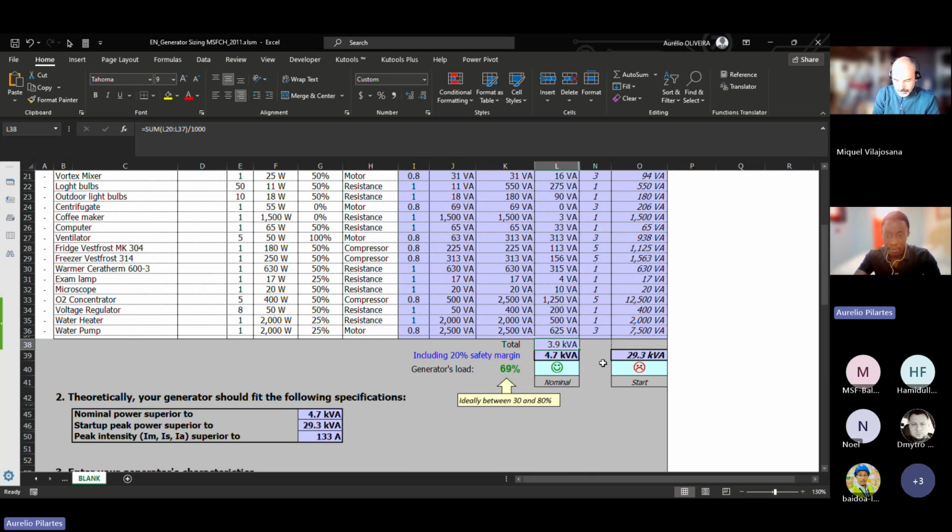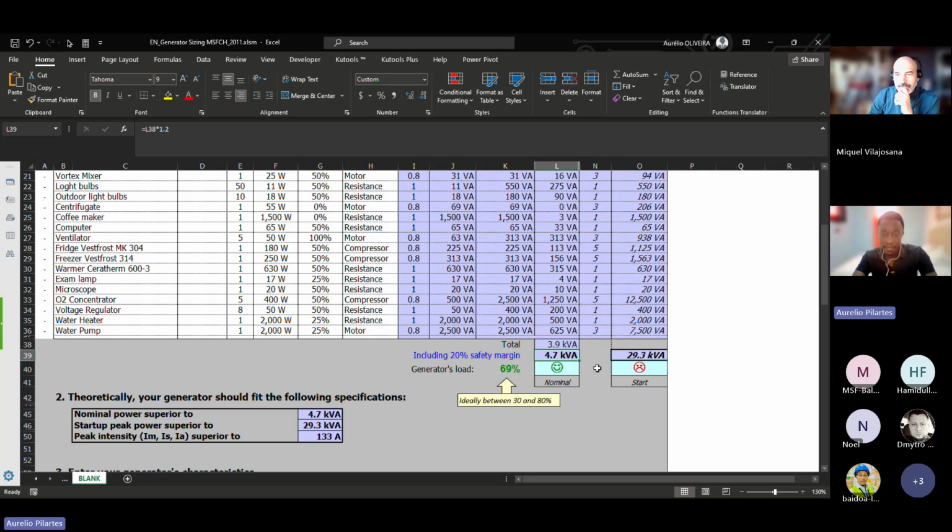Did everyone, for those who did the exercise, have this number here or anything close to this? Perfect. Then we are aligned. So you have 3.9, and then we always include a 20% safety margin, because this calculation might not always be exact. So we put this margin also in case we have some appliances that might be added in the long term. So we put a 20% safety margin, then it becomes 4.7.